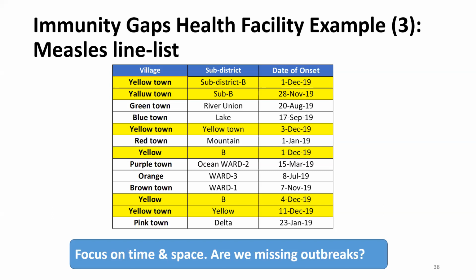Are there automations that can be improved? Is there maybe spelling errors that are occurring? Is it possible that we are really missing something that we need to investigate further? Next slide, please.